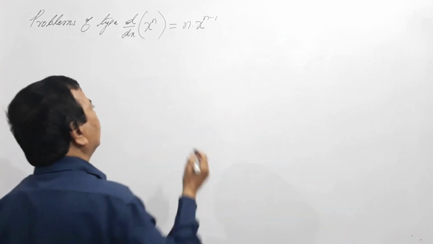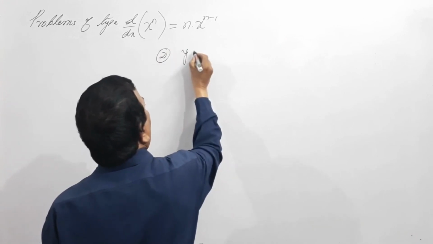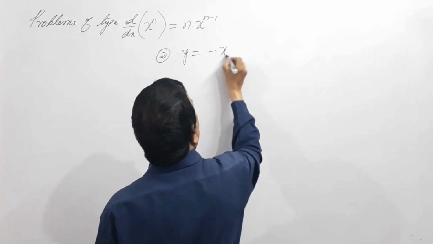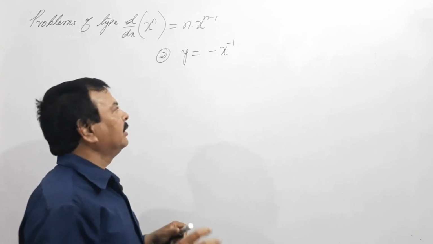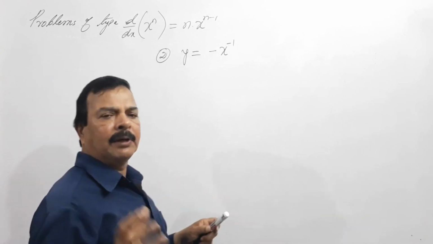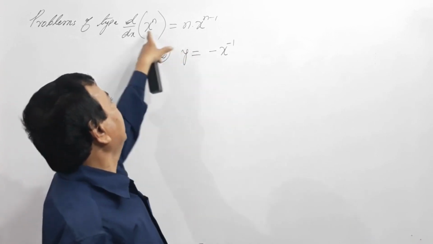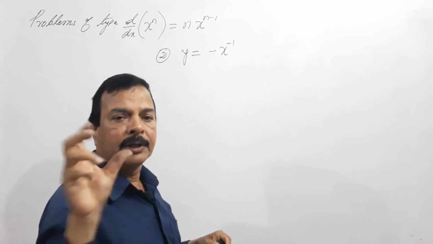Now problem number 2, y equals minus x to the power of minus 1. See, this looks a little bit difficult, but it is not difficult. Only thing is you have a minus n, but here you don't have minus n. So we can easily solve this problem and bring it to a standard form.